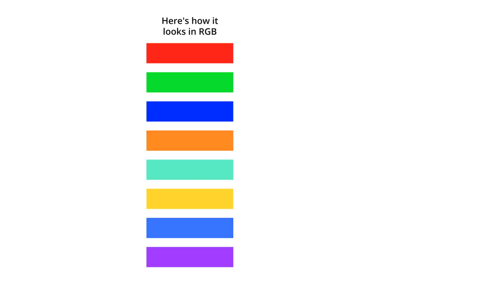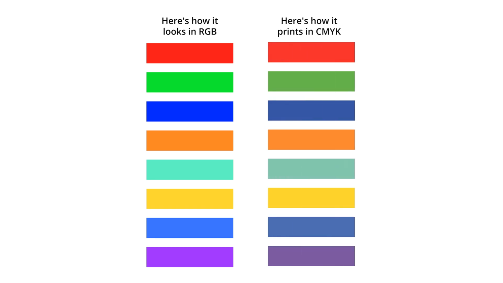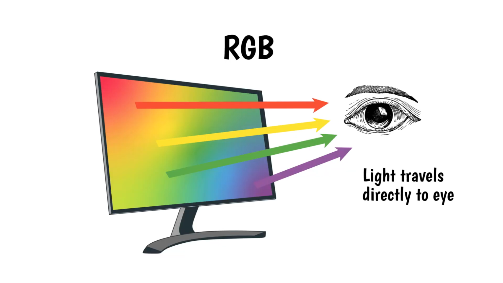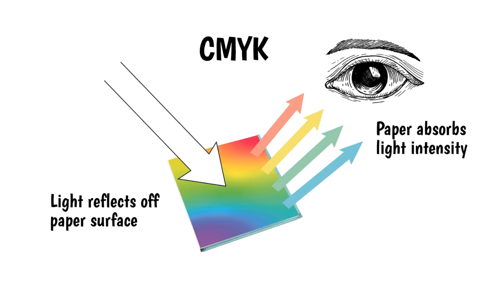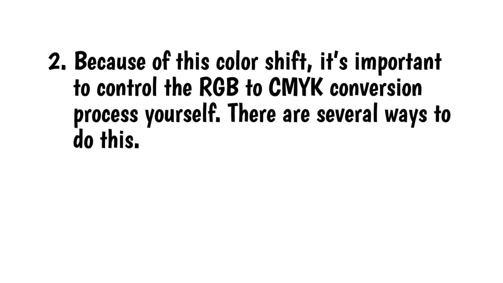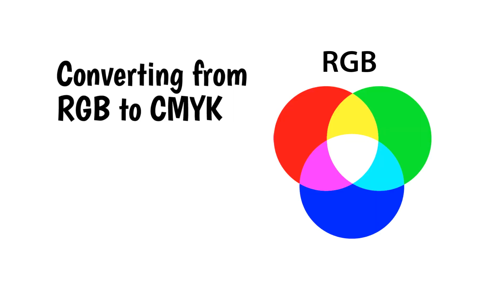Here's what I mean. You can see that many of the colors lose their intensity when printed, a lot in some cases. That's because RGB colors are produced by light which travels directly to your eye, while CMYK colors are printed on paper which absorbs some of the ink and travel indirectly from the paper to your eye. Because of this color shift, it's important to control the RGB to CMYK conversion process yourself. There are several ways to do this.